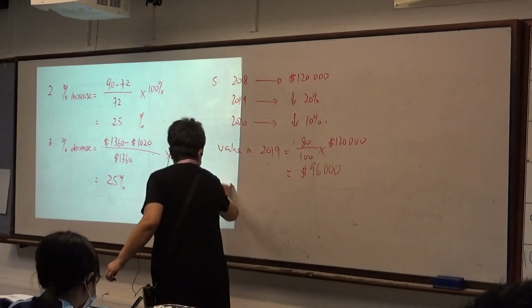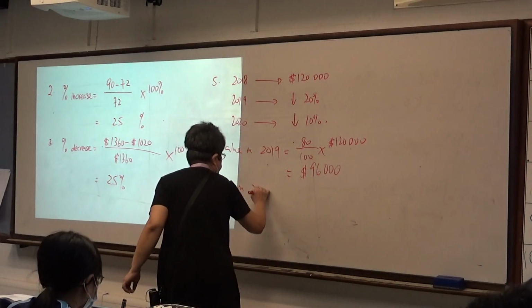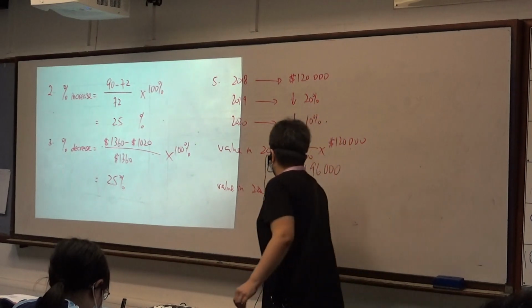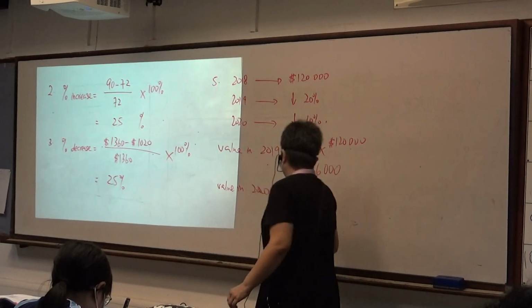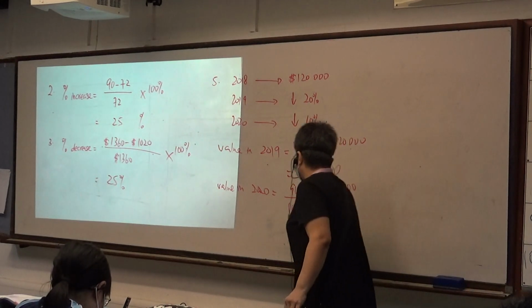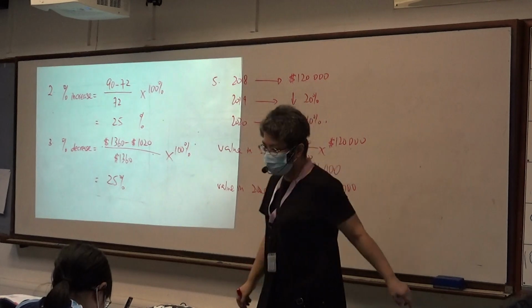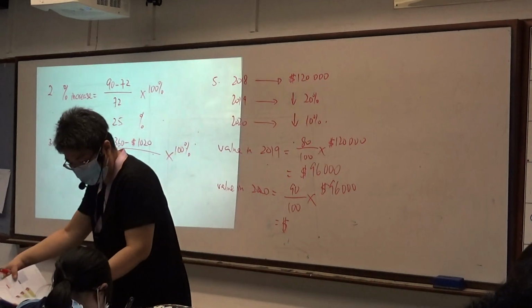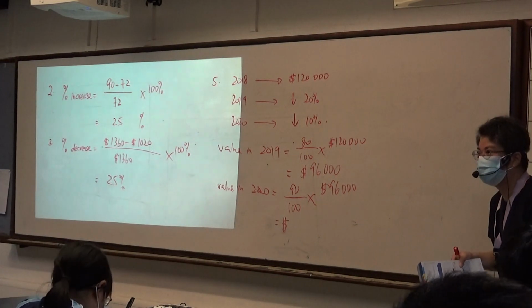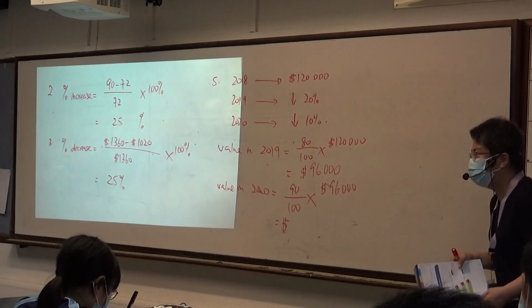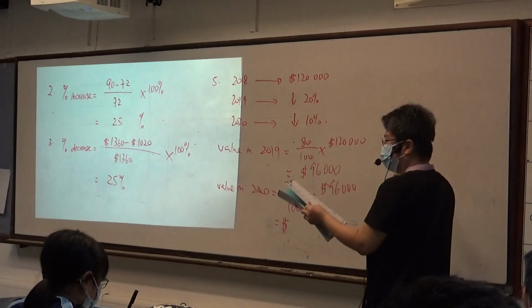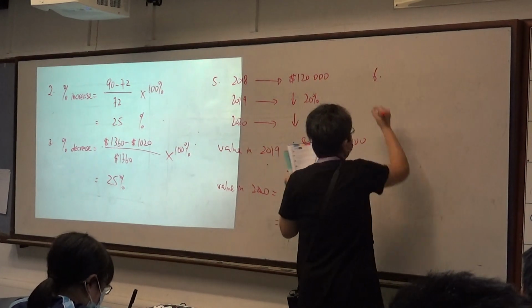So, value in 2020, what will happen? Decrease by 10%. So how much? 90. Very good. 90 of what? Good. 86,400. You just give me the answer. I'm not going to tell you. Are we okay so far? Can or cannot? Can, huh? Okay, very good. Next, I'm going on to question 6.